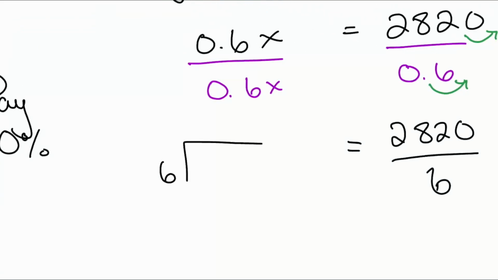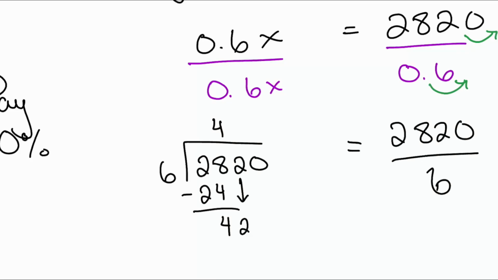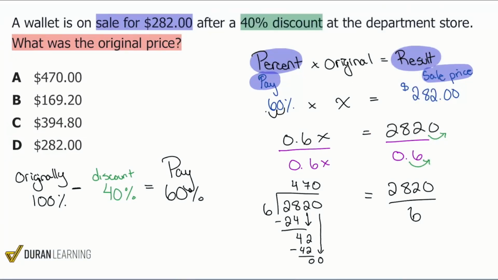So let's zoom on in here. 6 going into 2,820. 6 going into 28, that's going to be 4. Subtract the 24 and we have 4 left over. Drop the 2. 6 going into 42, that becomes 7. That's a clean division. Dropping that 0 puts that 0 there at the end. And there we go, everybody. Our final answer here will be 470. So that is the original price before the discount was applied. $470, which makes the correct answer here answer choice A.